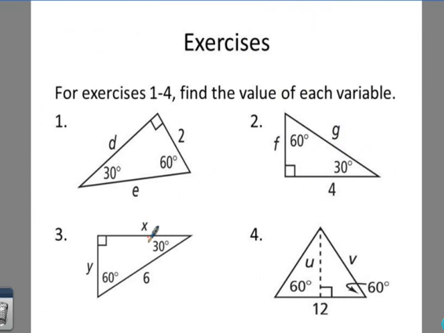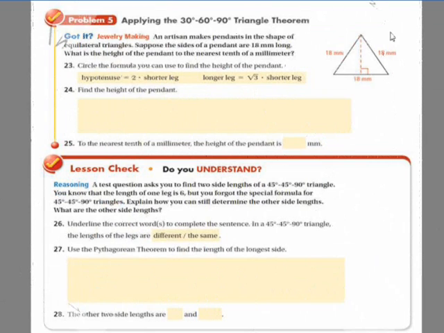Speaking of problems, here's some practice ones for you to try. You're going to work on those and check them, and then we'll go over them in class. And here's a lesson check. I want you to try and fill these in, and we'll go over these in class as well.